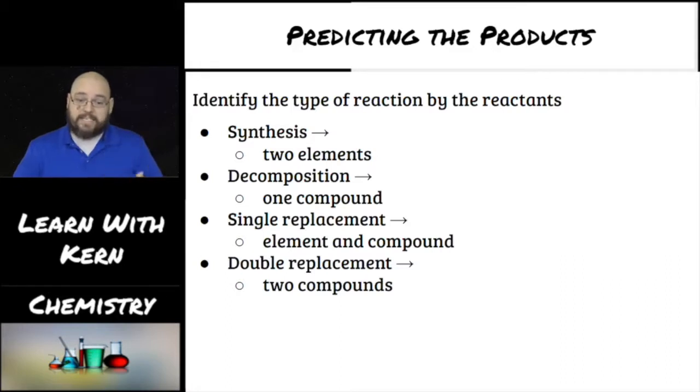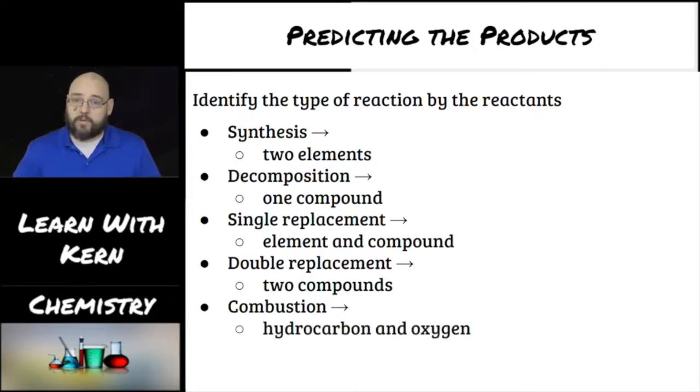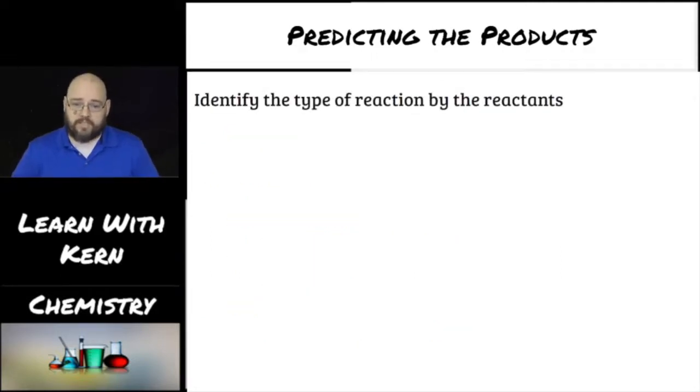Now, the exception to the single replacement element and a compound is the combustion reaction, because the combustion reaction is always going to be an element plus a compound, but it's going to be a specific element. You're going to have a hydrocarbon plus oxygen. So you need to recognize the type of reaction based solely on looking at the reactants, because we don't know what the products are. So let's try a couple of these. Let's identify the type of reaction by the reactants.